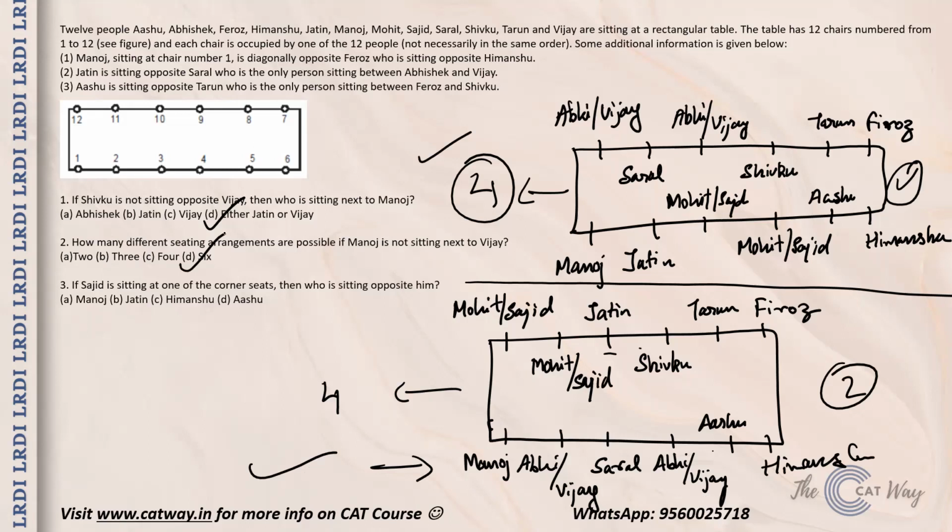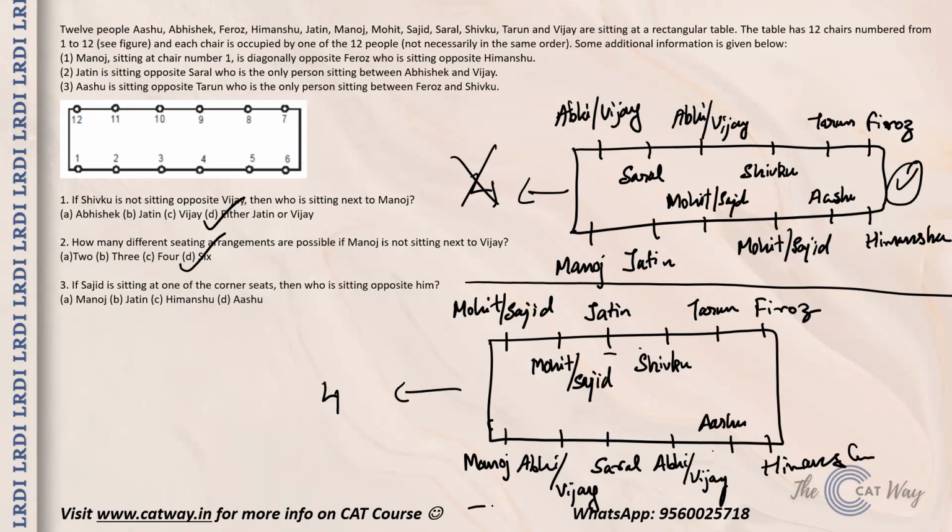Come to question number 3. What does question number 3 say? It says that if Sajid is at one of the corner seats. Okay. So it is saying that Sajid is at the corner seat. If you talk about this particular case, is there any possibility of Sajid sitting in the corner seat? No, we do not have any possibility. So all these 4 are gone. They are of no use to us in the third question.